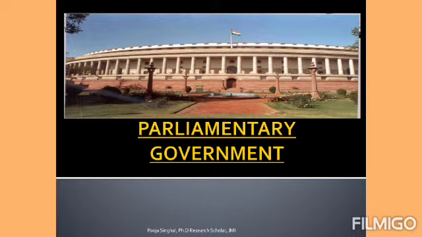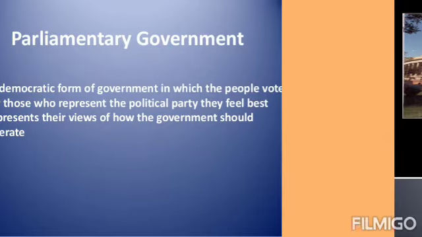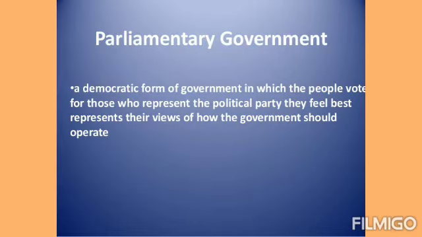What is the meaning of parliamentary form of government? Parliamentary form of government is a democratic form of government in which the people vote for those representatives and the political party they feel is best to represent them, as well as to represent their views of how the government should operate. It means the people have a right to elect their own representative by voting.